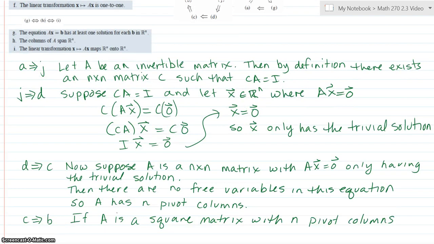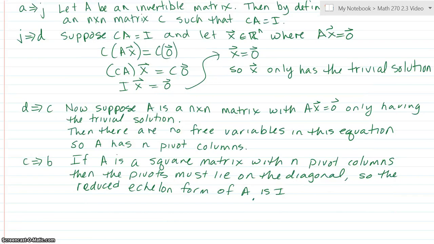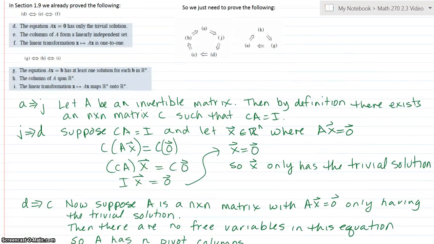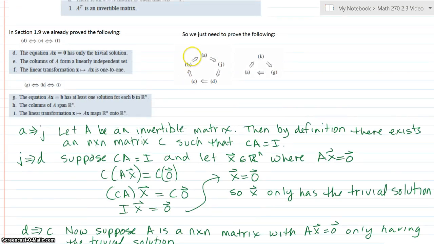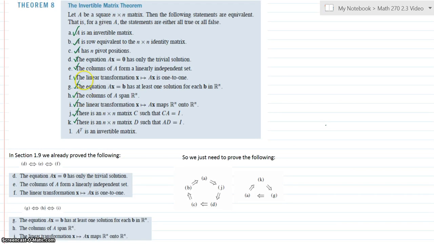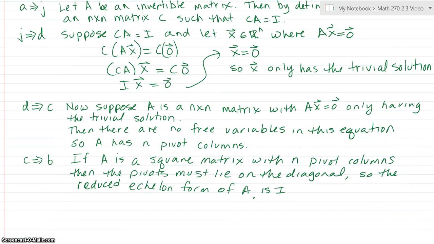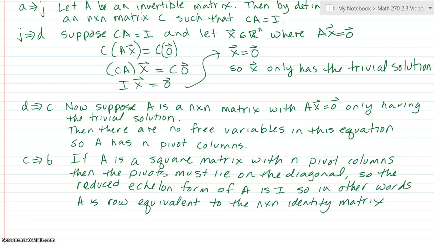So if A is a square matrix with n pivot columns, then the pivots must lie on the diagonal. So the reduced echelon form of A is I. So if we look back up here to C, yes, that was C implies B. C was A has n pivot columns, and B was A is row equivalent to the n by n identity matrix, which is exactly what that says.